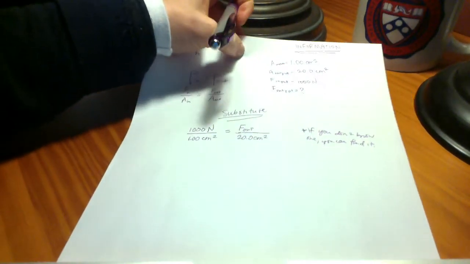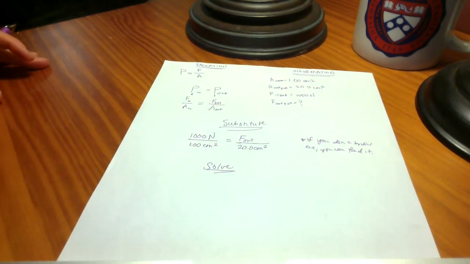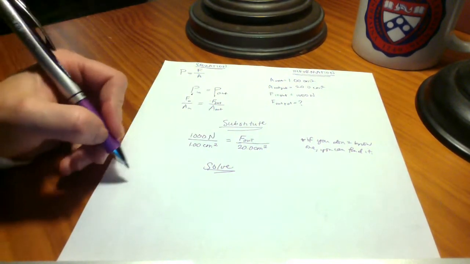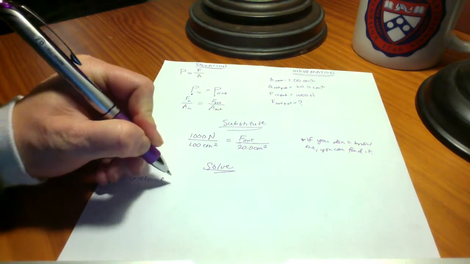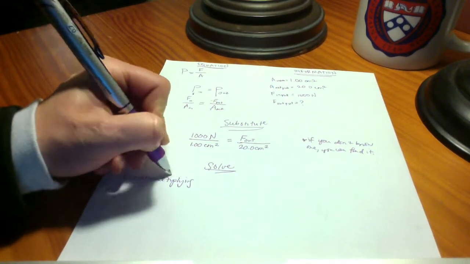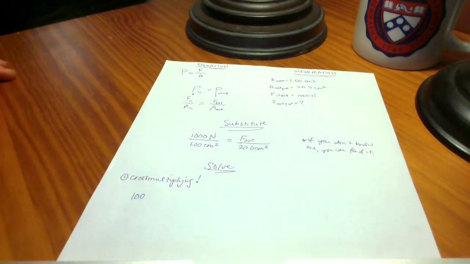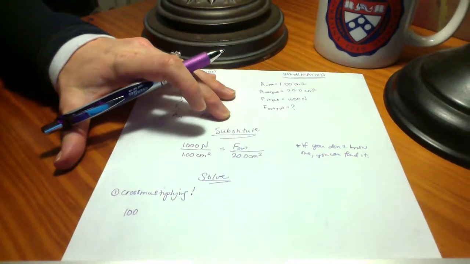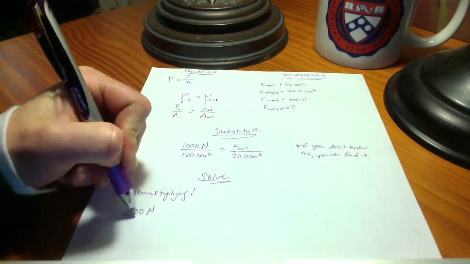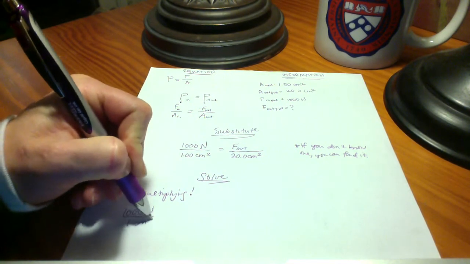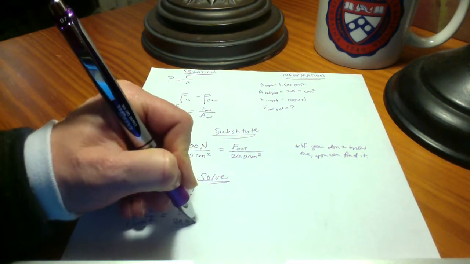There are several ways to solve, so let's take a look here. You can solve this first by cross-multiplying if you would like. So one method is cross-multiplying. And that is when you say you have, oops, can you still see? There's too much glare. Okay, we have 1,000 newtons over 1 centimeter squared is equal to F out over 20 centimeters squared.